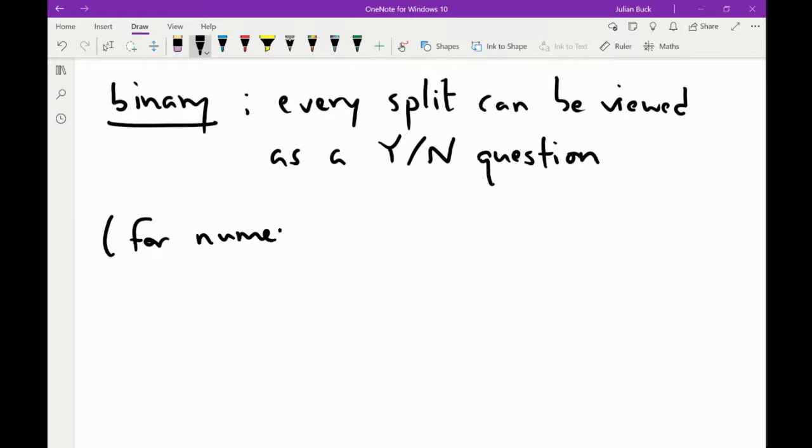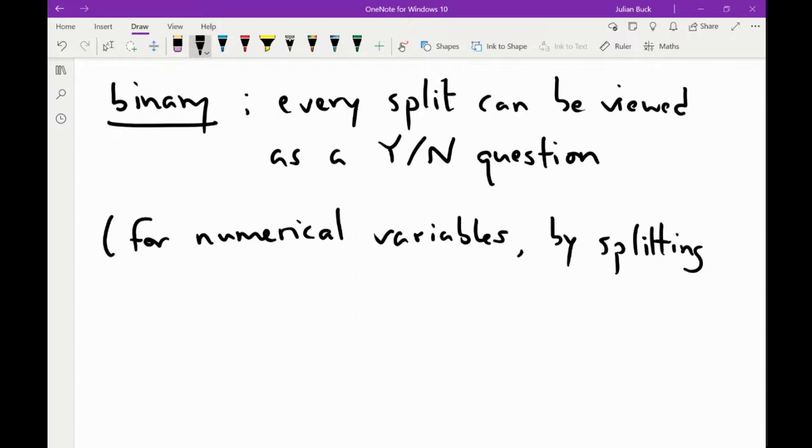how do you reduce a numerical variable to a yes or no question? By splitting on an inequality. That's essentially how it will always work for those. Does it satisfy the inequality, yes or no? That's an unambiguous question that can be answered that way.